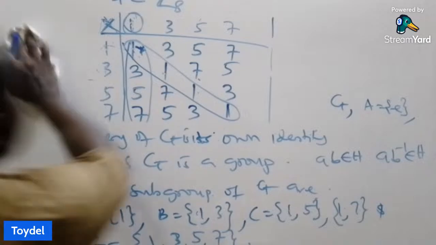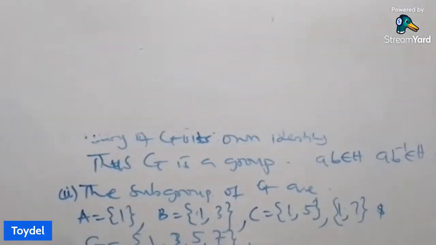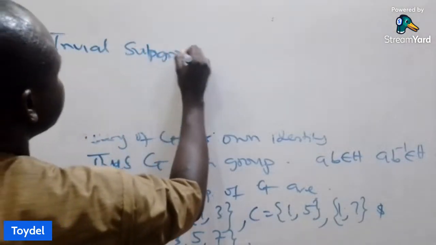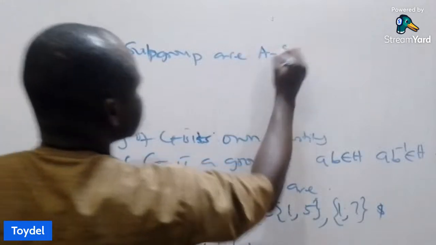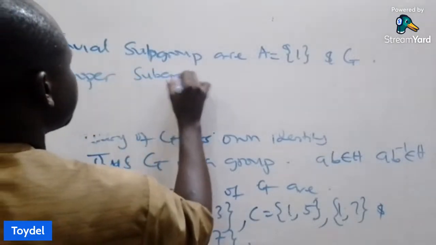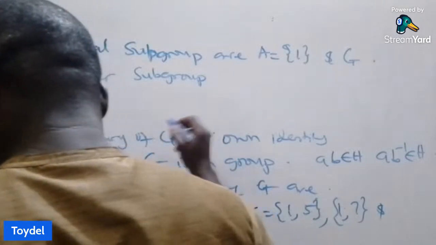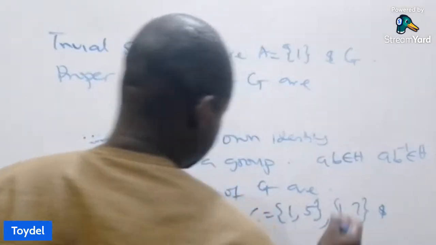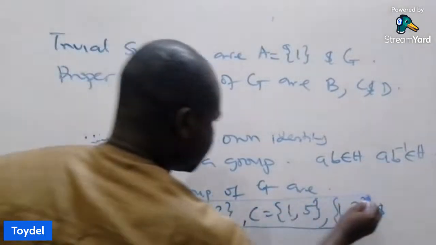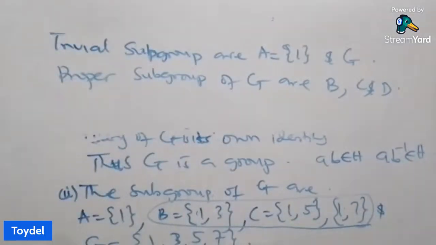Out of these, there are 5 subgroups here. We can classify these 5 into 2. The trivial subgroups are A, which is the identity, and G itself. Then we also have proper subgroups. These are the 2 types of subgroups that we have. The proper subgroups of G are B, C, and D. These are the proper subgroups. But when we have only one element, which is the identity, and the group itself, they are called the trivial subgroups.